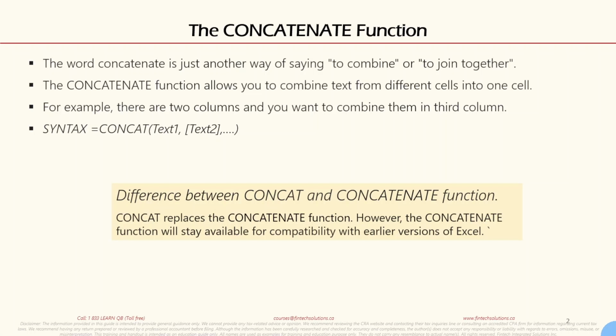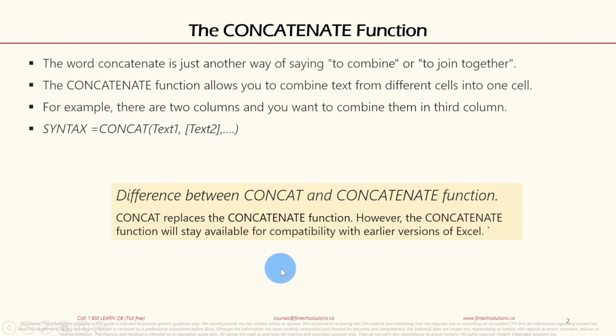For example, there are two columns and you want to combine them in a third column. So pretty simple but very valuable feature wherein you can have two columns. Let's say there is column 1, column 2, and there's a third column where you want to get the result of the combined data that you have in the two columns. The syntax is equal to CONCAT, text1, text2, and so on.